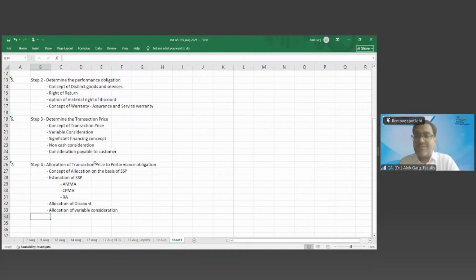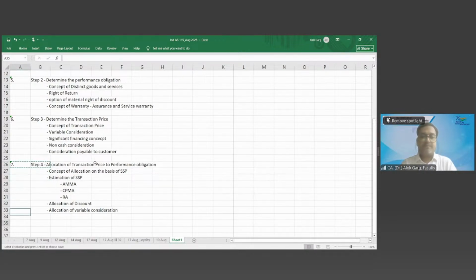If you are constructing a house and also maintaining it for 5 years, the customer told you that the fixed consideration is 5 lakh rupees for construction and for maintenance 10,000 rupees every year. The customer also told you, if you deliver this house before Diwali, I will pay you 1 lakh rupees extra. So whether this 1 lakh rupees belongs to the construction performance obligation or the maintenance performance obligation? It belongs to construction. So that concept we have also covered, right?